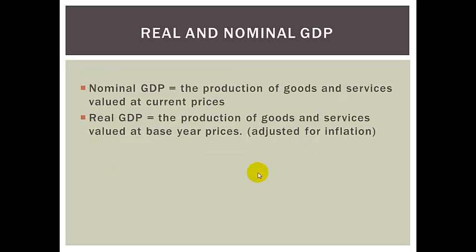Another different kind of GDP we can discuss, and you may hear about this, is real and nominal GDP. When we talk about nominal GDP, we're talking about the production of goods and services valued at current prices. So for example, if we produced 10 pens today and each one of them costs $1, we produced $10 worth of goods. We measure GDP in current prices.